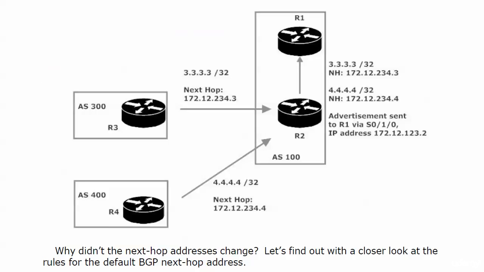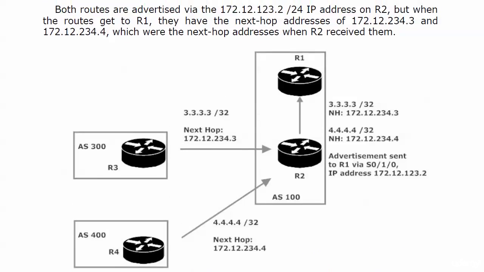Because again, let me bring that back up, just want to review this. Both routes are going to router 1 from 172.12.123.2. But we've seen that when the routes get to router 1, they have the next hops of 234.3 and 234.4, which were the next hop addresses when router 2 received them. So why didn't the next hop addresses change? Why did we even have to do next hop self, right? Well, you're going to find out in the very next video. I'll see you there.